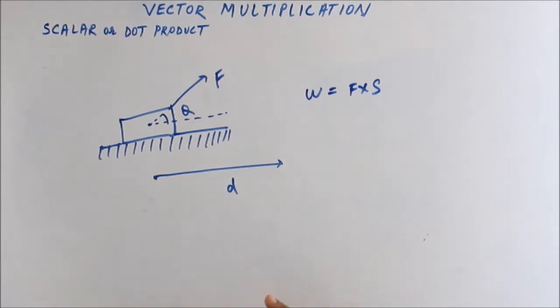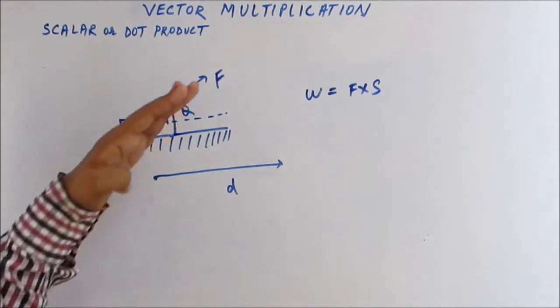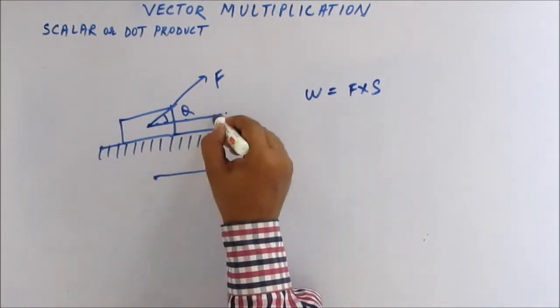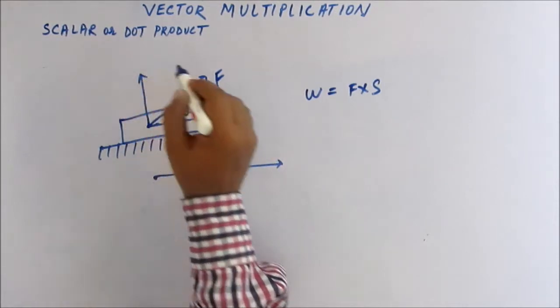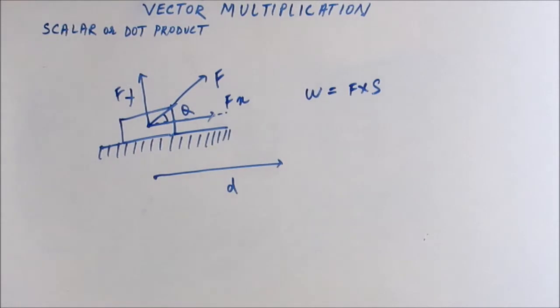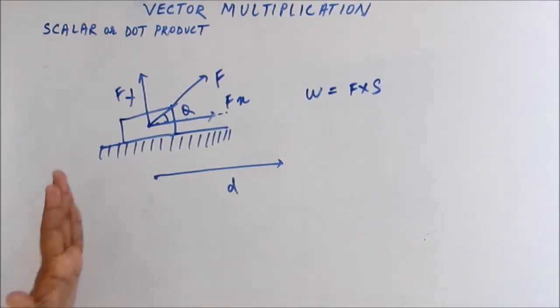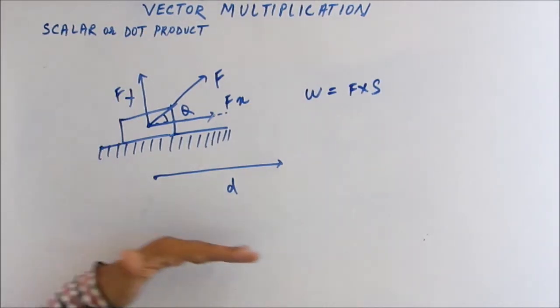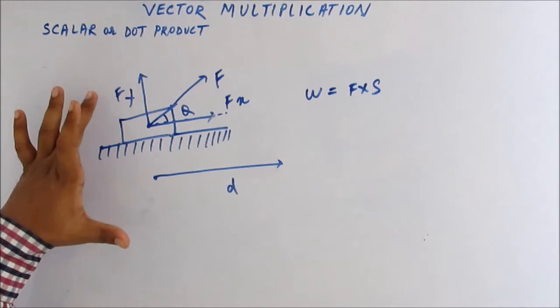But in this case, it won't be simply force into displacement, because again force is a vector quantity, and when you resolve this force into horizontal and vertical components Fx and Fy, you would realize that Fy has nothing to do with the horizontal displacement, because Fy is in the vertical direction and the horizontal direction is perpendicular to Fy.